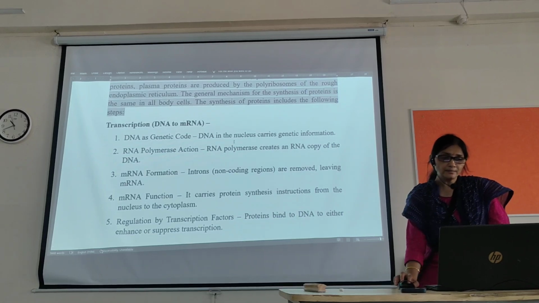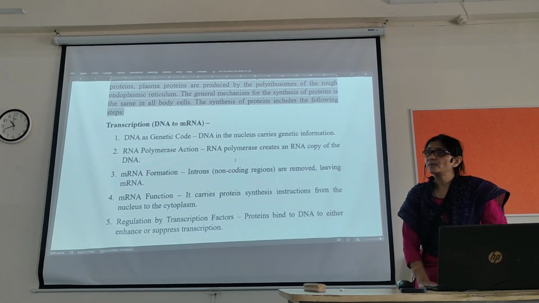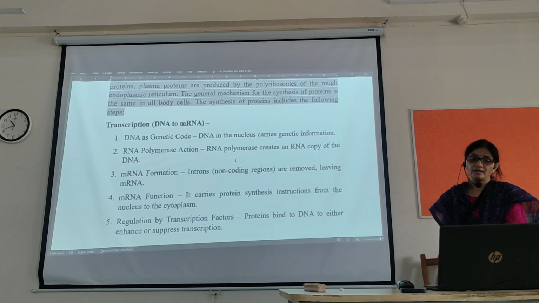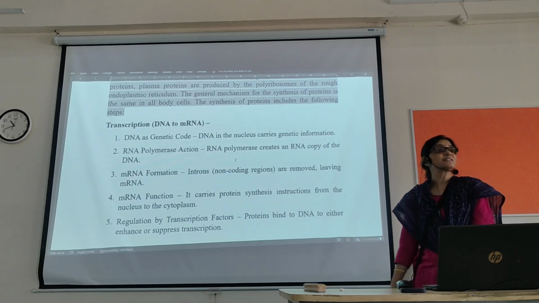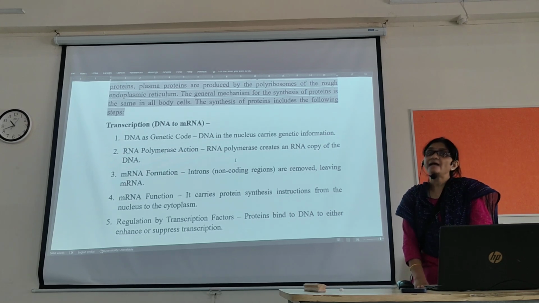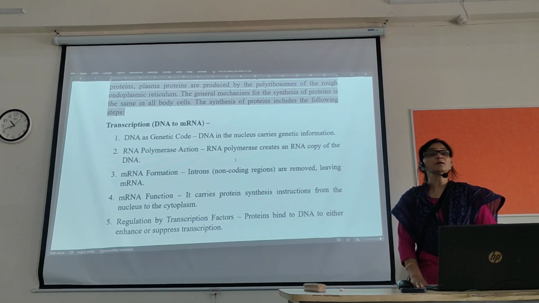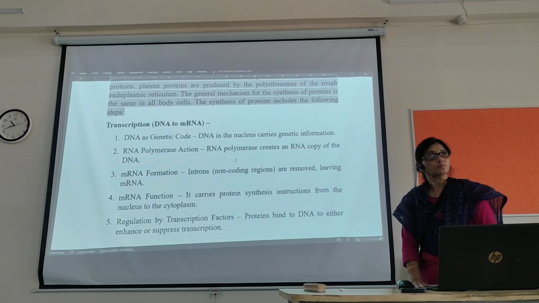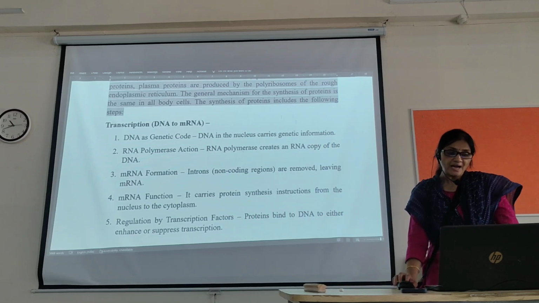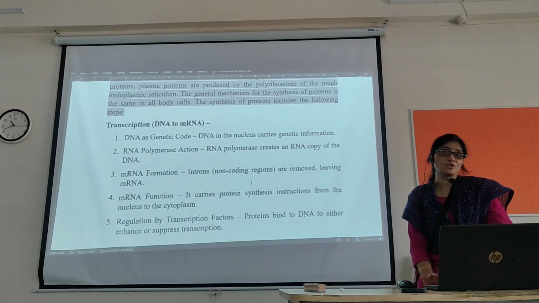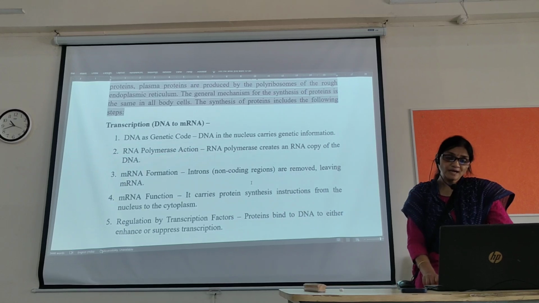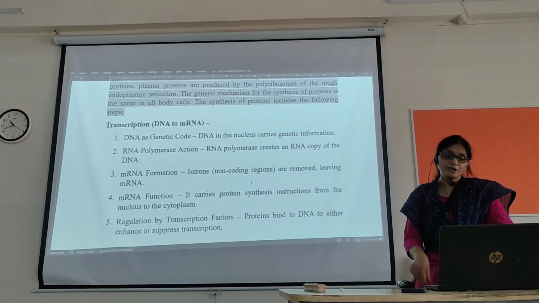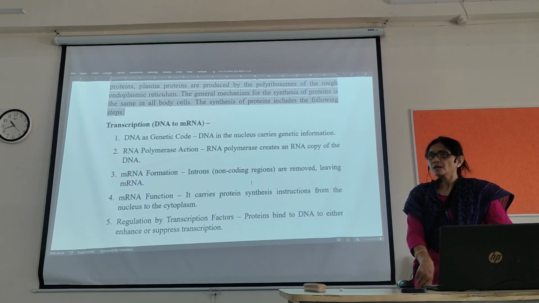And RNA polymerase action. What does RNA polymerase do here? RNA polymerase is the enzyme which creates an RNA copy of the DNA. Okay, DNA पासून RNA ची एक कॉपी तयार होते. RNA polymerase. And after that, mRNA formation. Introns, those are non-coding regions, are removed, leaving mRNA.